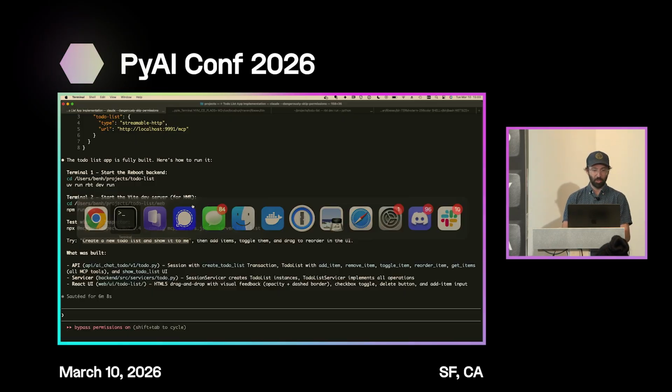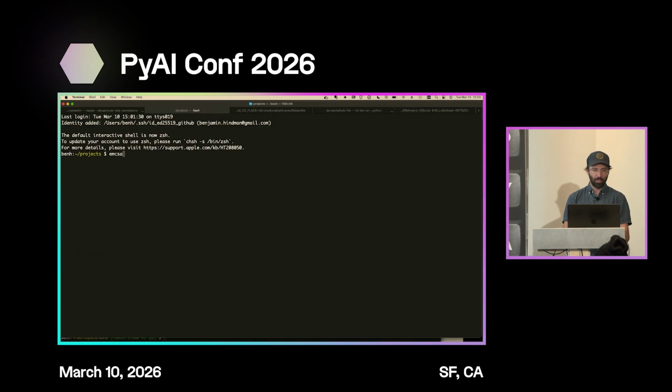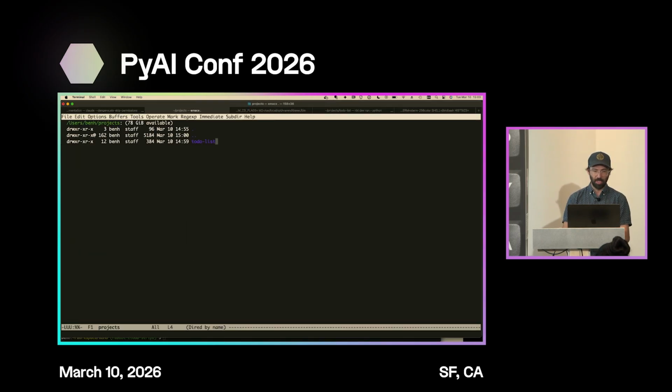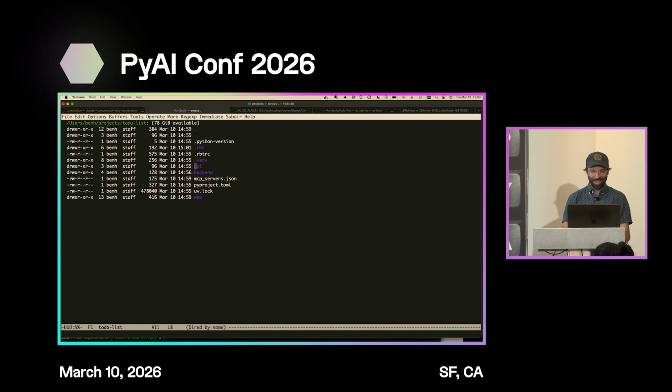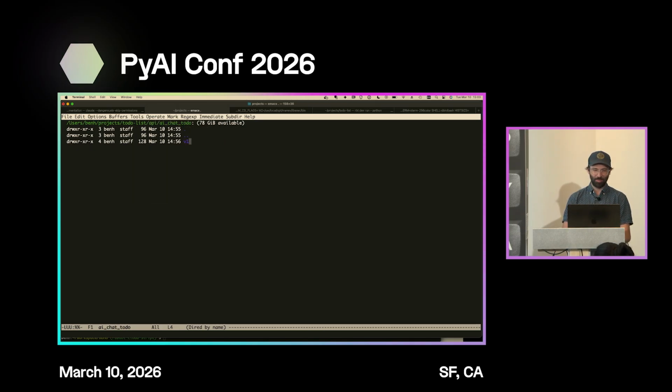So define the data type. So what's that look like? That looks like, yes, I'm using Emacs. That shows my age, I suppose. That looks like actually a Pydantic API.